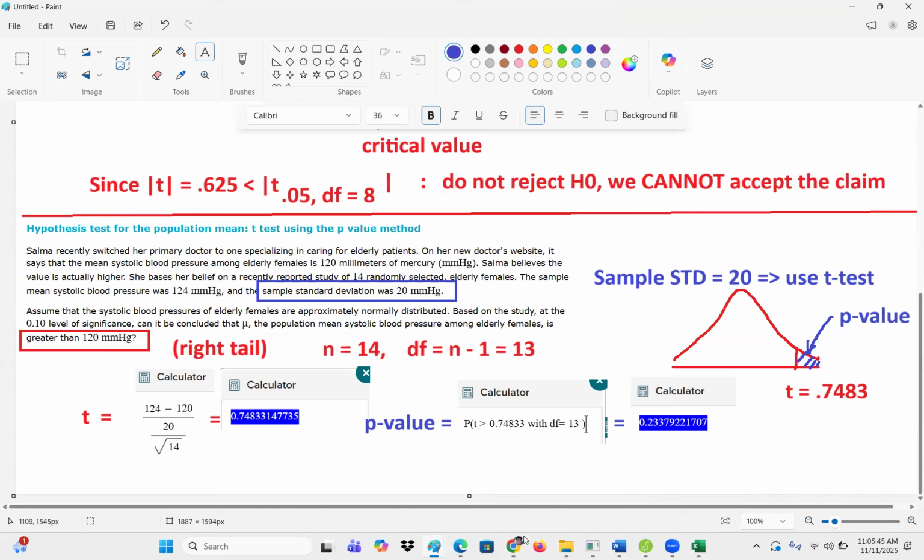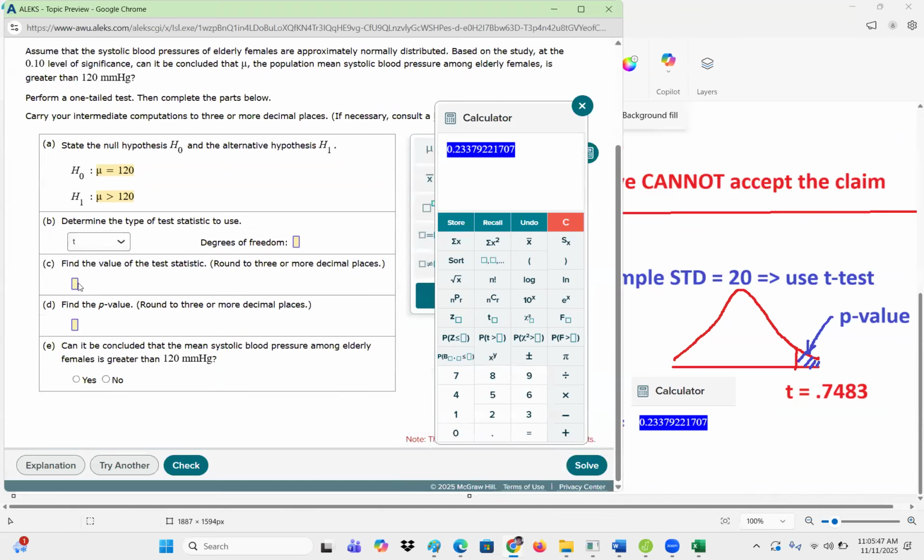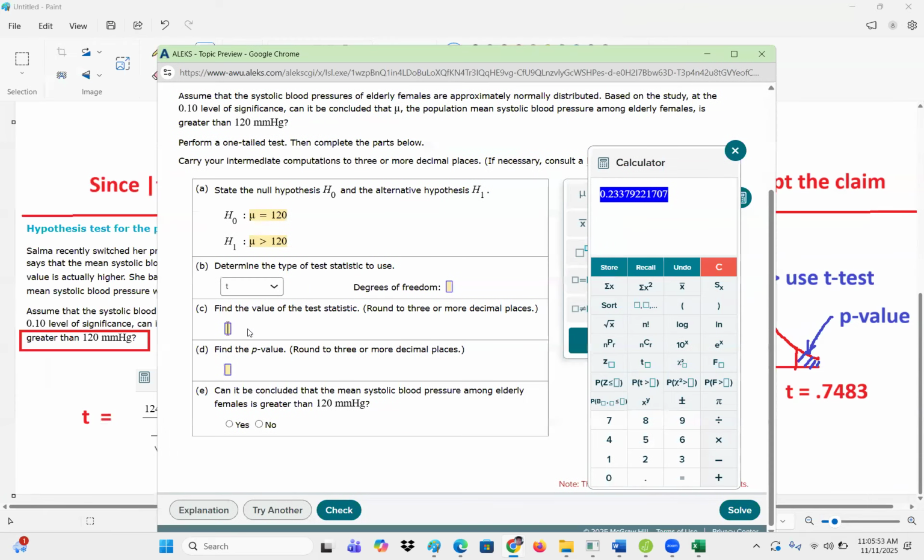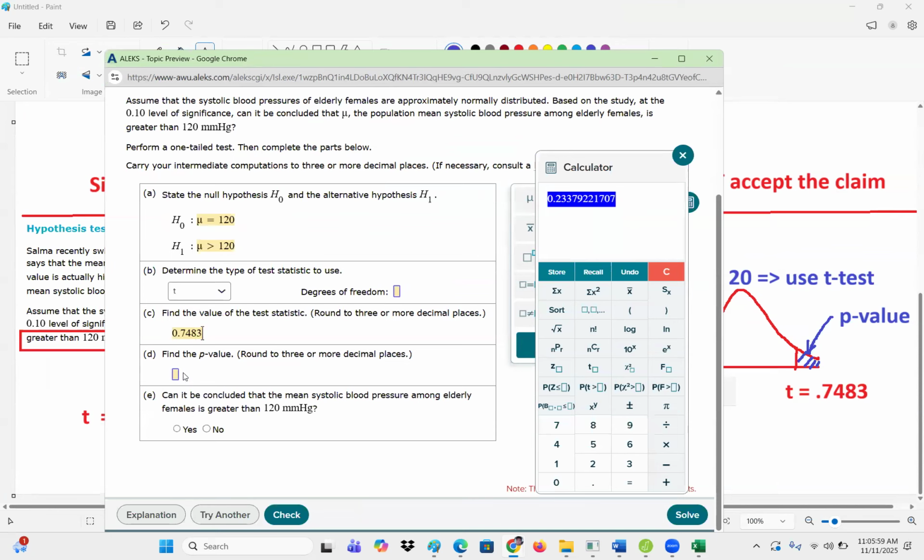Let me just fill up the blank first. The critical value that we found was about 0.7748, something like that, 0.83. And then the p-value that we found, the probability, was equal to 0.2338, something like that. So this is about 20%.